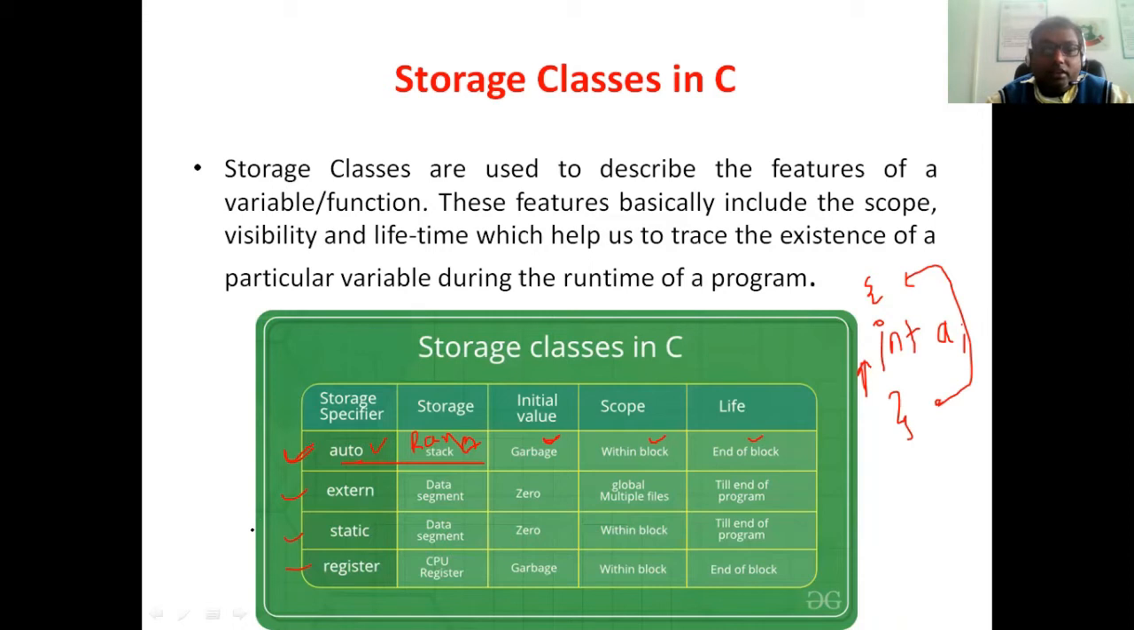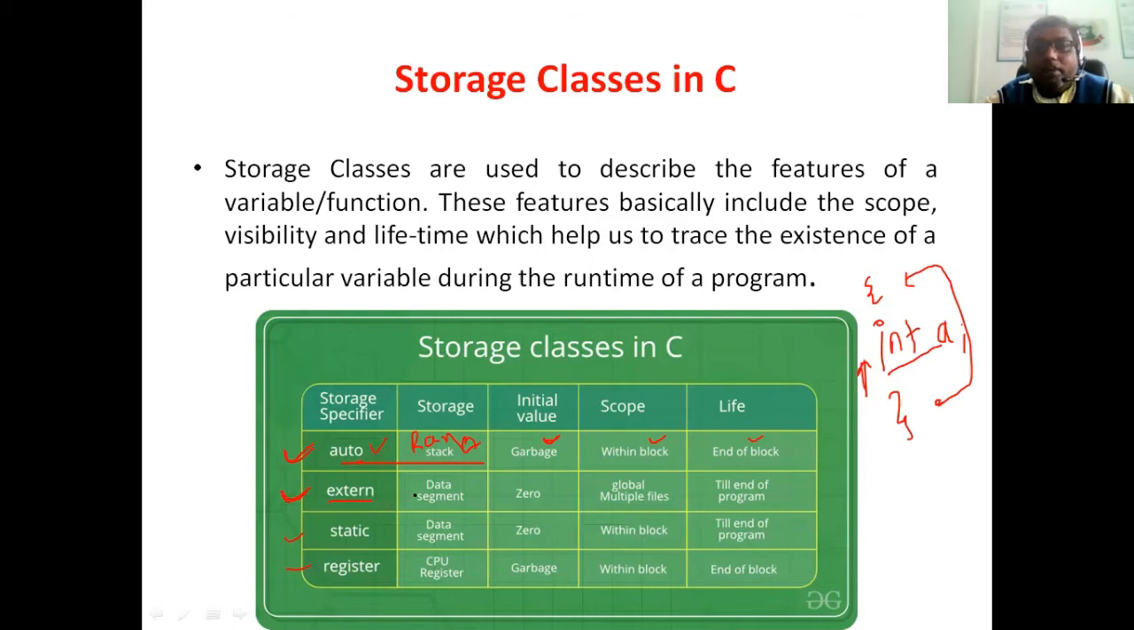Okay. After that, we can see the external storage class. So basically, what does the external storage class mean? The external storage class is one of the storage classes provided by C programming. The keyword extern is used to specify the storage specifier. It means that if I write extern int a, that means integer a is a variable of the external storage specifier. So extern is the keyword.